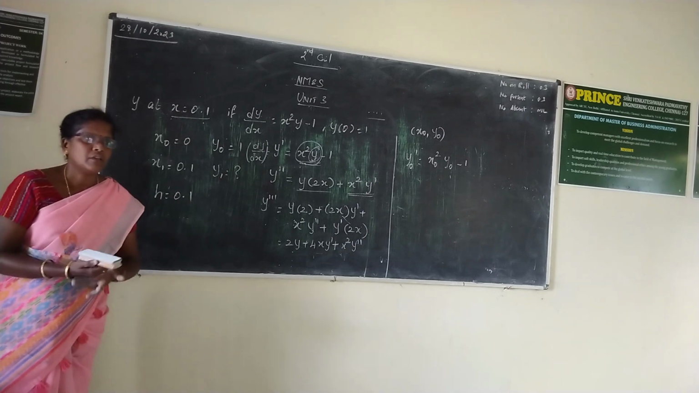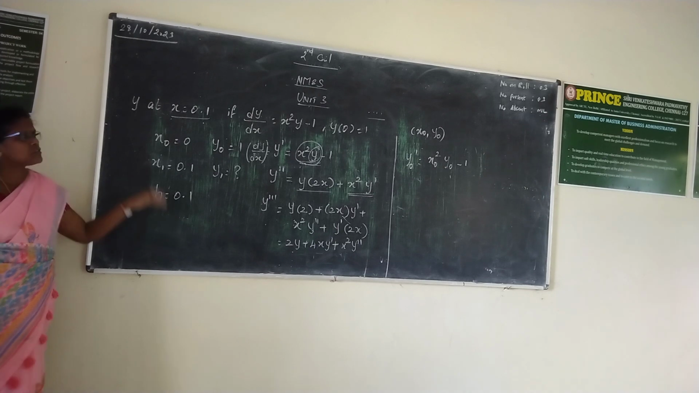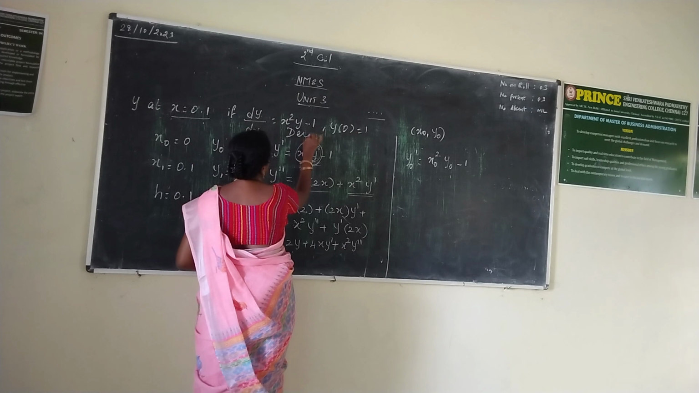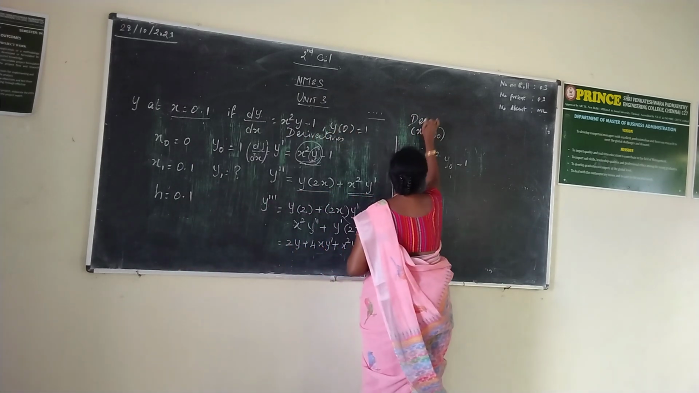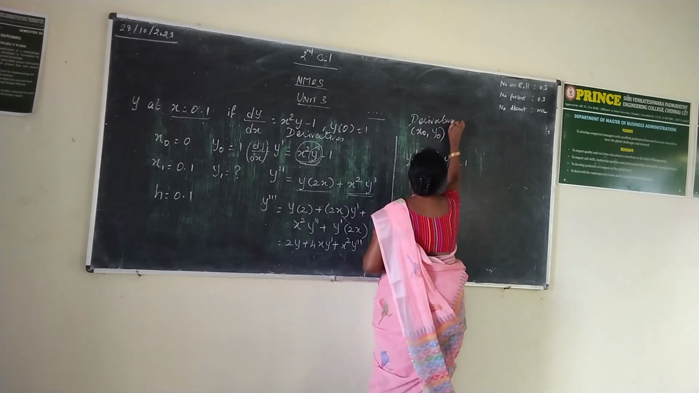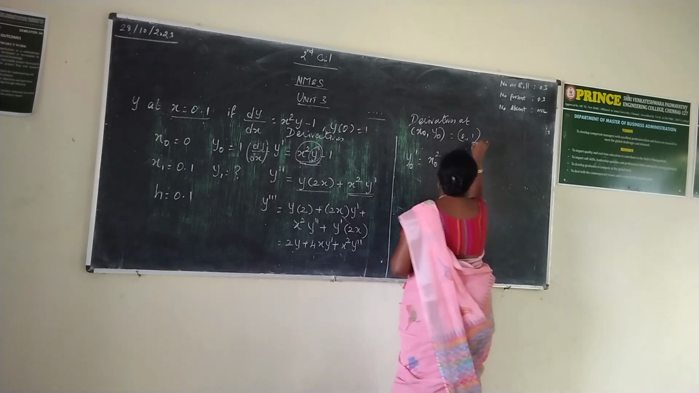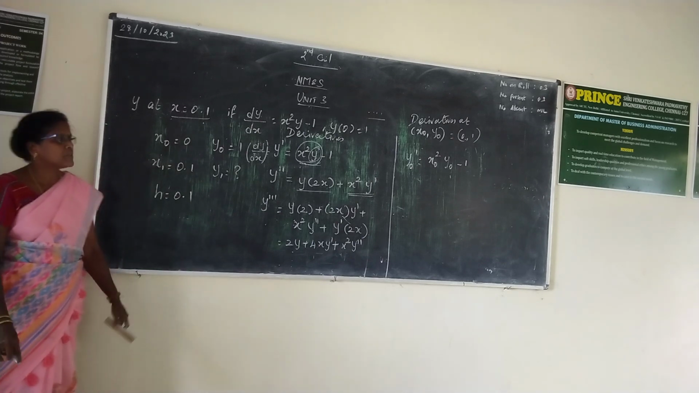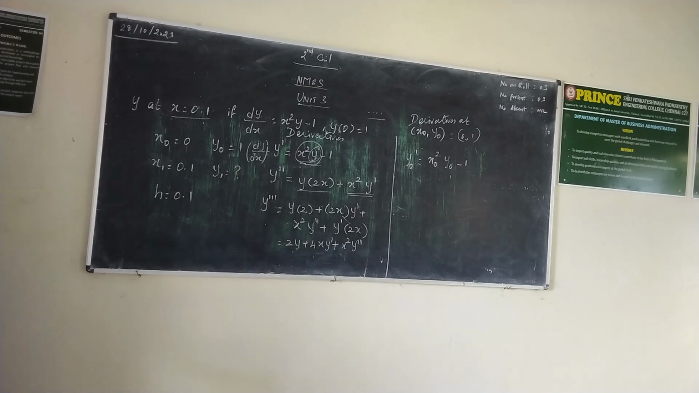Just start the solution. Have you written up to this step? x is equal to 0.1. Now split your page into two columns. The first column will be for derivatives. The second column will be for derivatives at x0 and y0. For this problem, x0 is 0 and y0 is 1. Split them into two columns. Copy the derivatives.